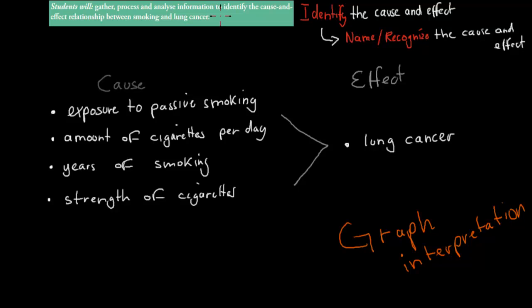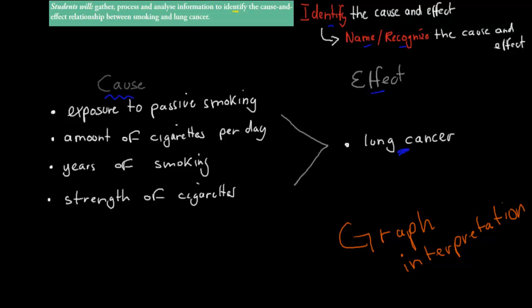Next one is process and analyze information from secondary sources to identify the cause and effect relationship between smoking and lung cancer. Identify just means name, recognize, so the cause and effect relationship between smoking and lung cancer. So it just means we need to know what basically causes lung cancer. The effect would be lung cancer itself, but we're wanting to figure out what kind of factors would cause that.